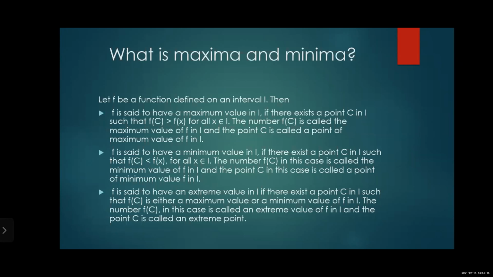f is said to have an extreme value in I if there exists a point c in I such that f of c is either a maximum value or a minimum value of f in I. The number f of c in this case is called an extreme value of f in I, and the point c is called an extreme point.